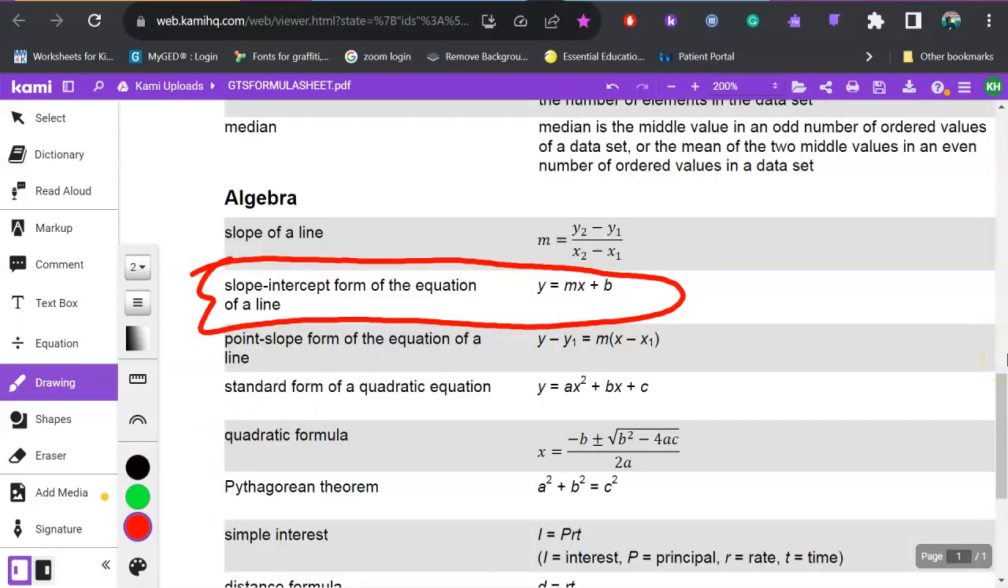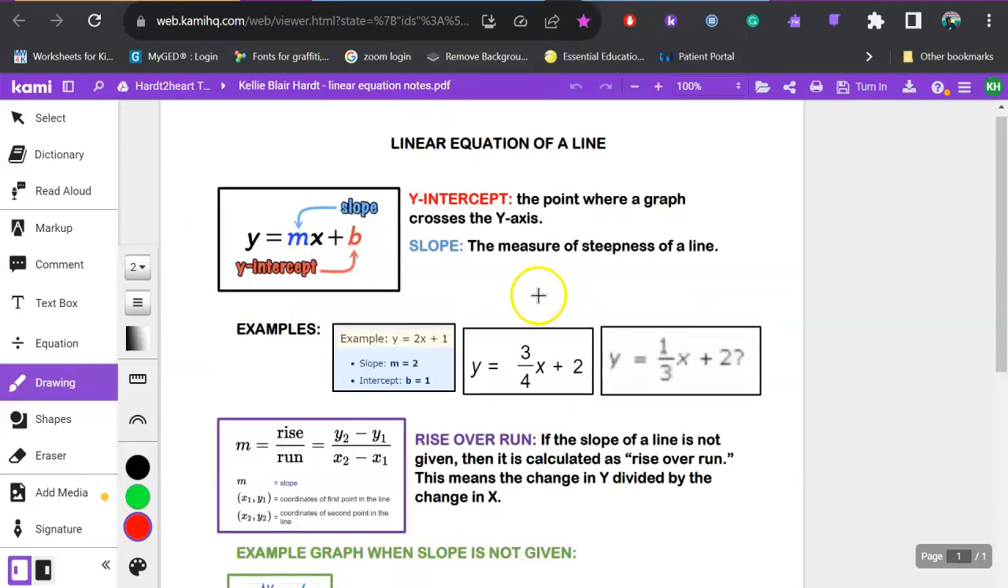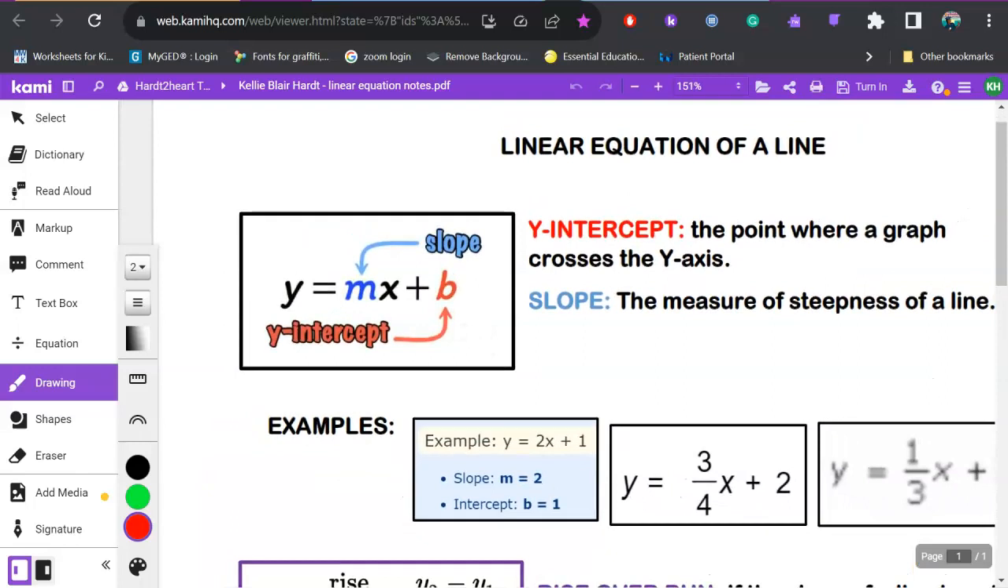Okay, slope-intercept form. This is the formula that we're working on for this video, and lots of the GED questions can be solved using slope-intercept form or by figuring out just the slope of a line. So we're going to start here, and the notes I created are in the Google Classroom. I'm going to be explaining the notes as we go along. Let's take a look at what the parts of the formula mean. We have y equals mx plus b.